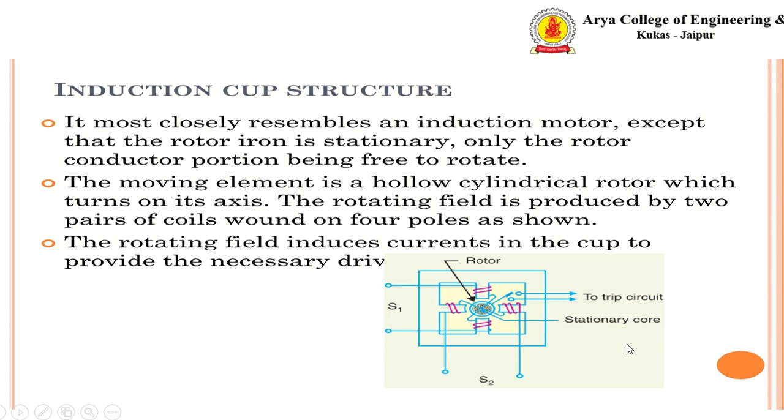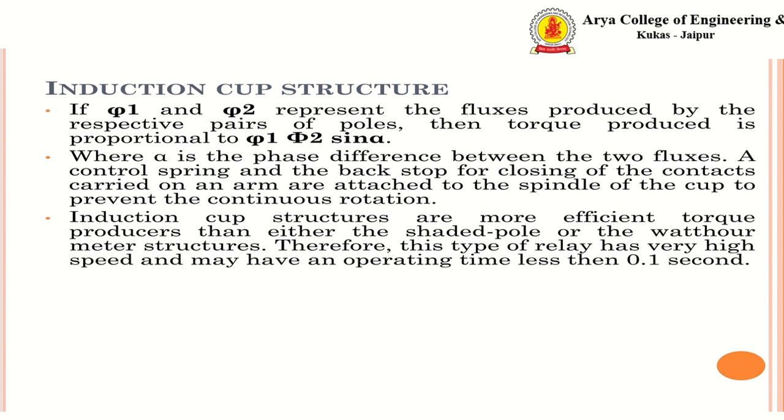Here it is. It sends a message to the trip circuit. It is the stationary core, it is the rotor. S1, S2 are the two inputs providing values from CTs and PTs. Now the induction cup structure can be detailed.